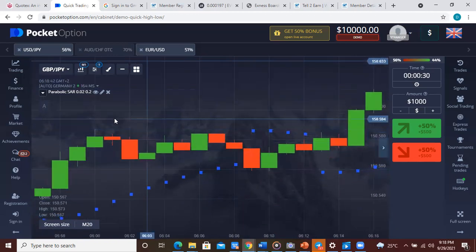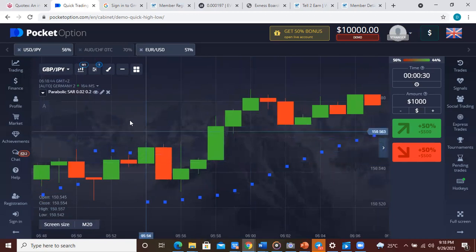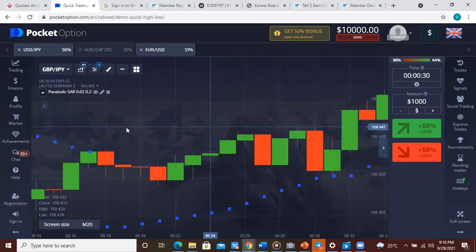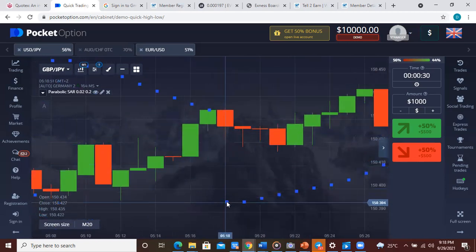Now look at this second one. Look at this third one. Look at this fourth one. And then what? Look at this, the fifth one, which needs to also give us a buy, but it didn't give us a buy. Now, what is it implying?